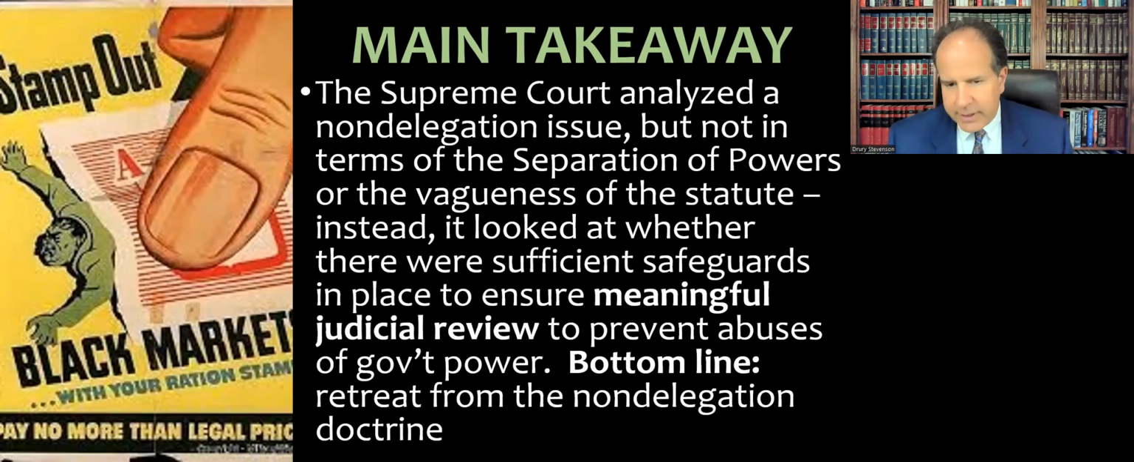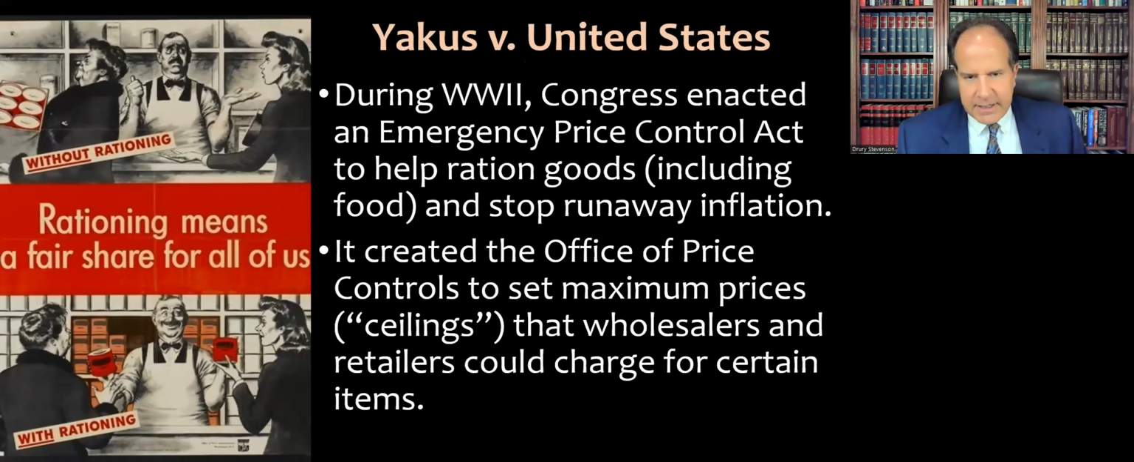It's really a turning point in the development of the non-delegation doctrine, where it seemed like after Yakus, any statute would be good enough, and that the intelligible principles test was very, very easy to satisfy. So in a sense, it's a retreat from the sort of New Deal era non-delegation doctrine.